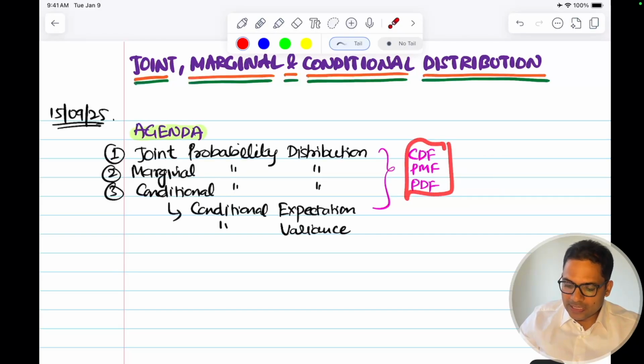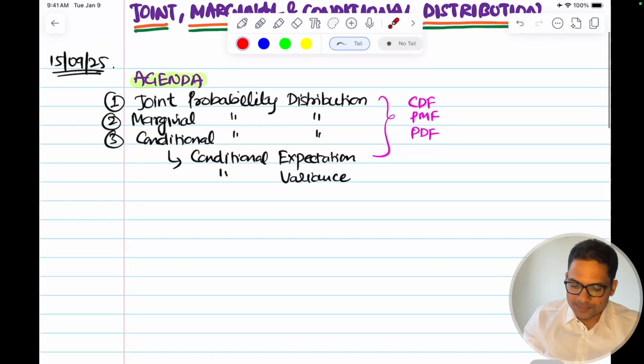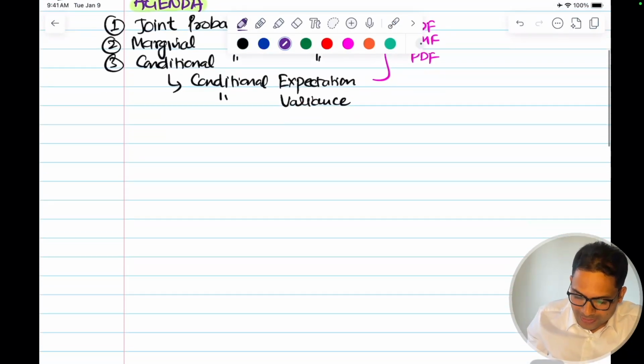So we'll discuss the CDF, PMF and PDF for joint probability distribution, marginal distribution. I'll skip the word probability, so that's implicit. If I say joint probability distribution or joint distribution, they mean the same. Then marginal distribution and then conditional distribution. And within conditional distribution, once we have discussed this, we'll discuss conditional expectation and conditional variance also. So let's start. First thing, joint distribution. Let me write it down.